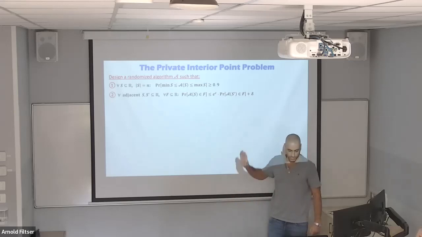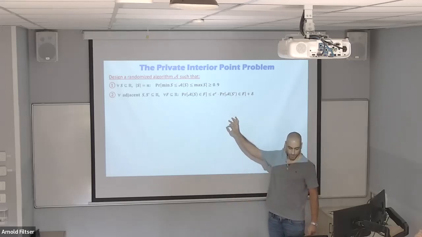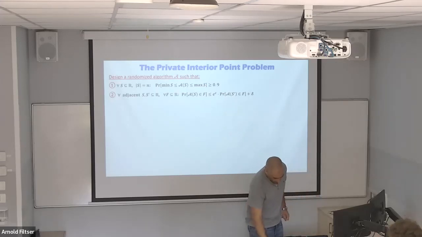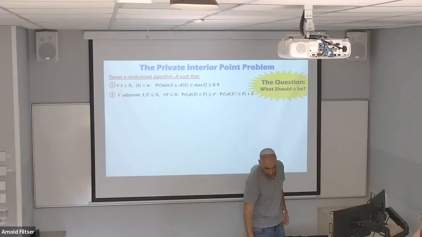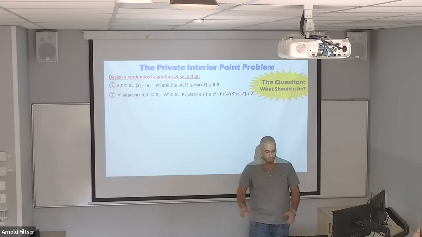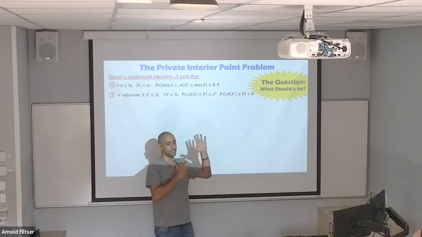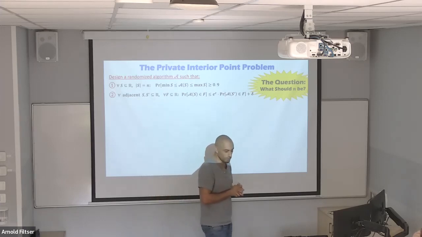Okay, so that's the private interior point problem. We are almost done tweaking the problem. That's almost the final statement of the problem, just one more tweak. And again, the main question that I want to be asking today is what should N be in order for me to be able to solve the private interior point problem? That's my goal.